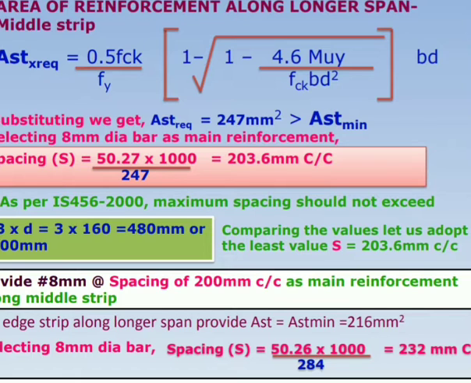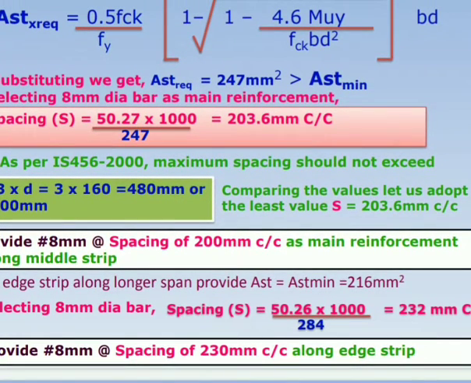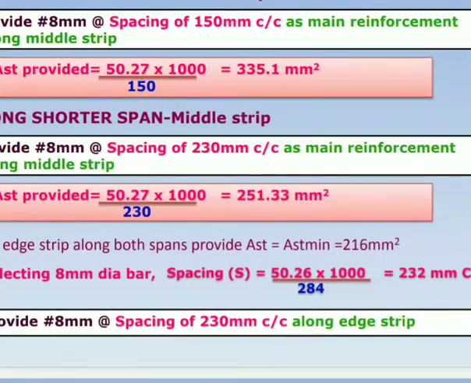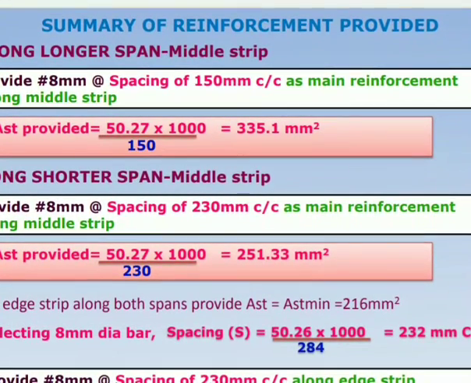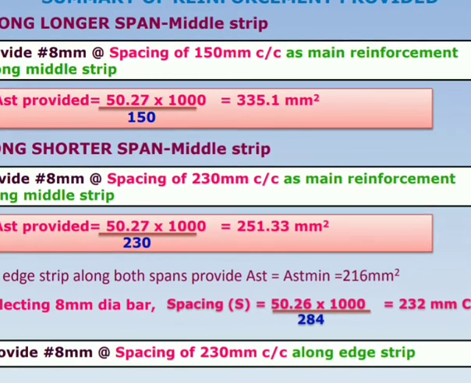Again for the edge strip we can use AST minimum. Once we use AST minimum we get a spacing of say 232, but let's provide a spacing of 230 mm center to center for the edge strip reinforcement along the longer span. Here I have summarized the reinforcement provided from the design along the longer span and along the shorter span, both are given.